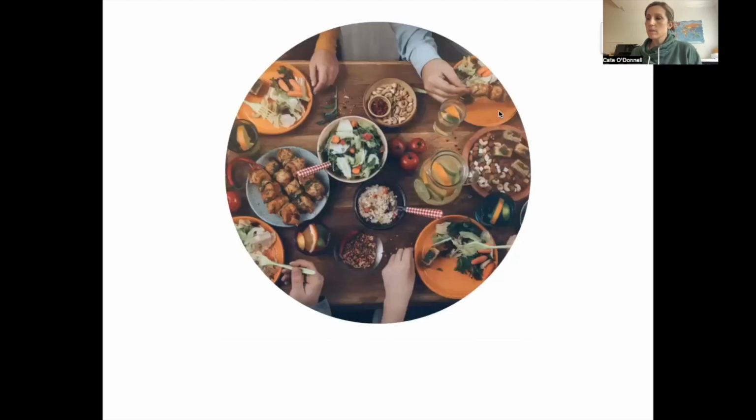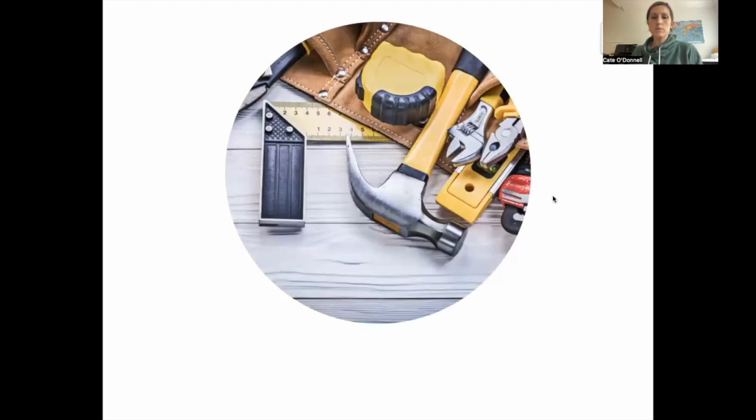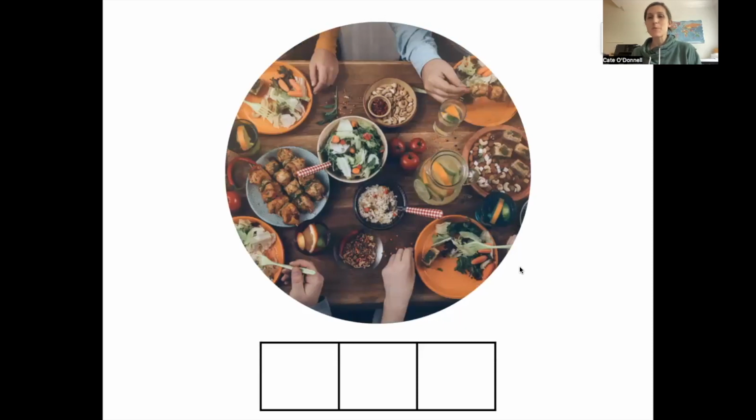Our next picture. This is a bunch of food. Food. How many sounds do you hear in the word food? There are 3 sounds in the word food. What's the first sound you hear in food? What letter makes the F sound? The letter F. What's the next sound in the word food? Ooh. O-O. And what's the last sound in food? D. What letter makes the D sound? The letter D. This is how you spell food.